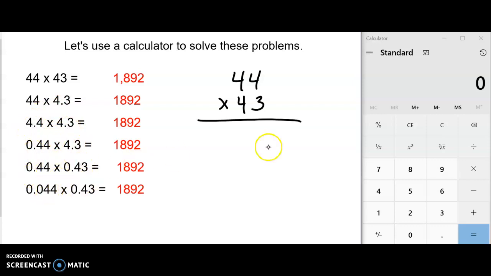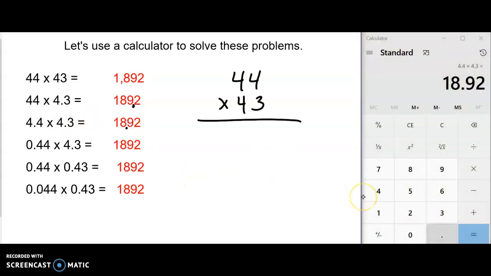Now, the cool thing is if I come over to my calculator and I do 44 times 43 equals, I get 1,892. Bingo, right here. But now watch, if I do 44 times 4.3 equals, I get 189.2. Same numbers, there's just a decimal right there. Let's do 4.4 times 4.3 equals, that's 18.92.